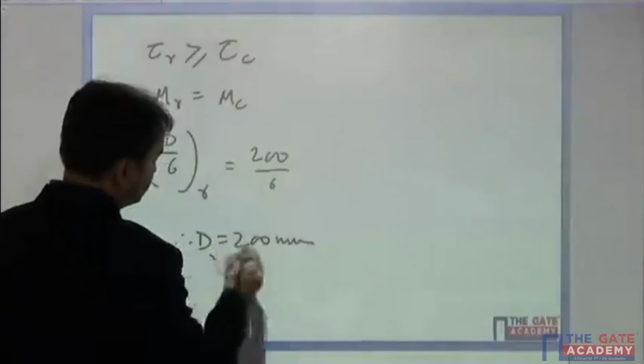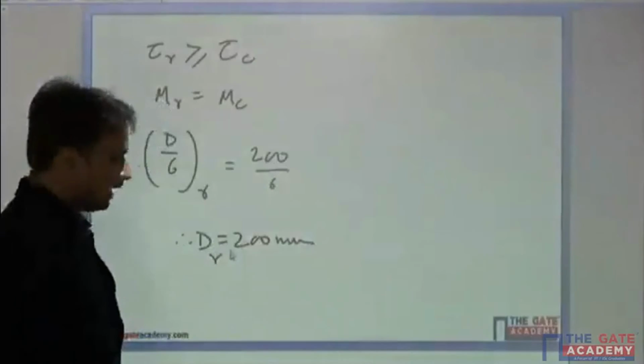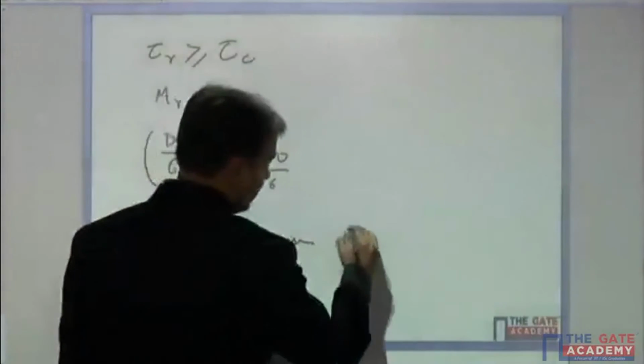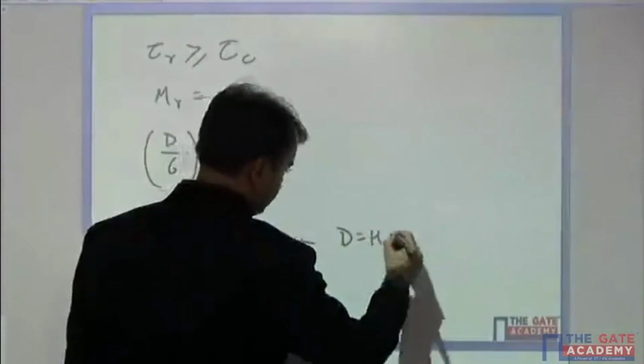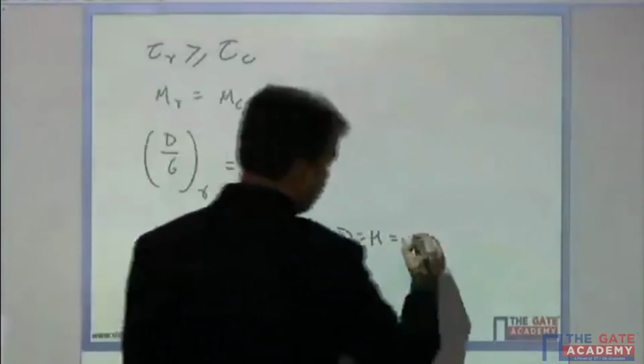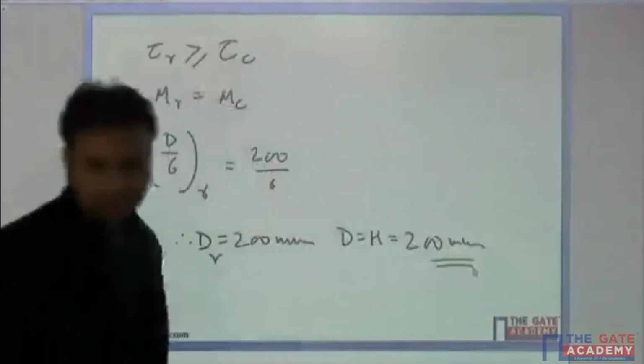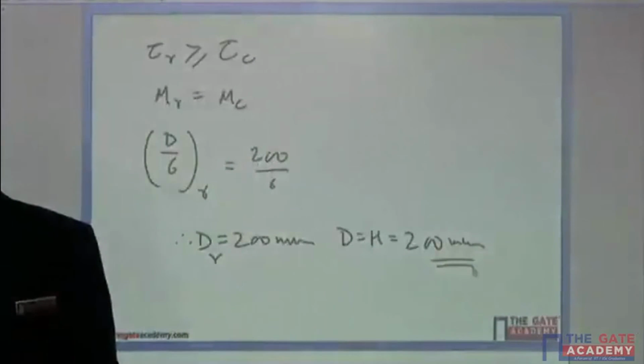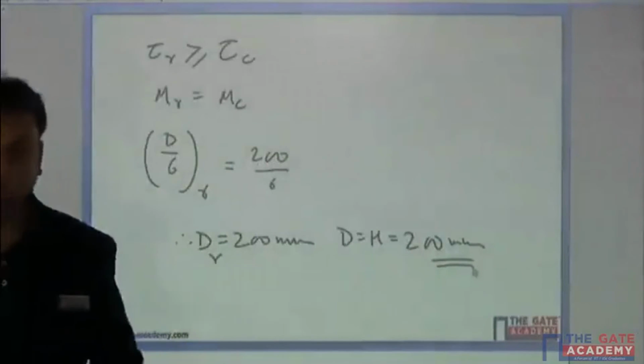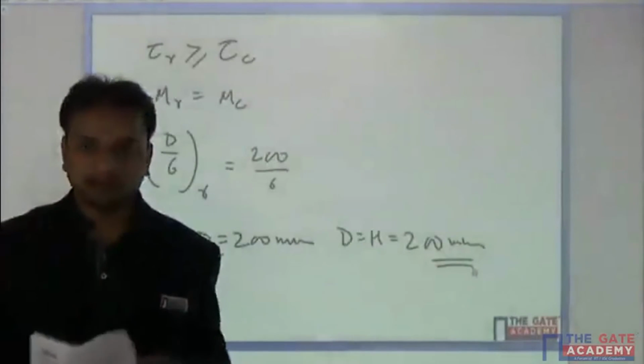Now this D is nothing but the diameter of the riser, and since the diameter is equal to height, as given in the problem itself, therefore the height of the riser will be 200 mm. And let us see, does it match with our options or not? Yes, it matches with option B. So option B should be the correct option.